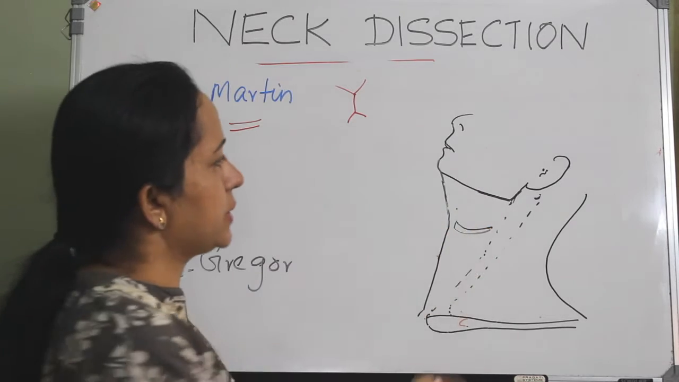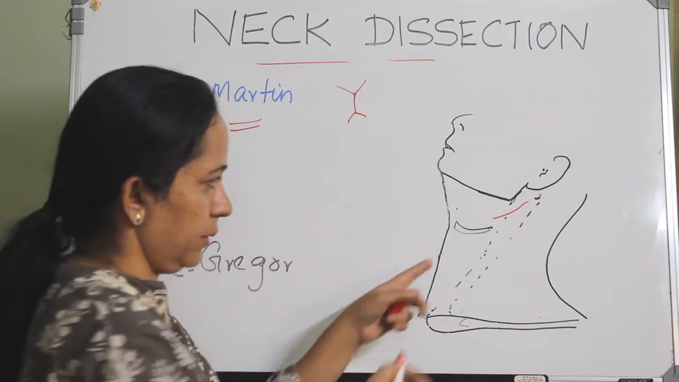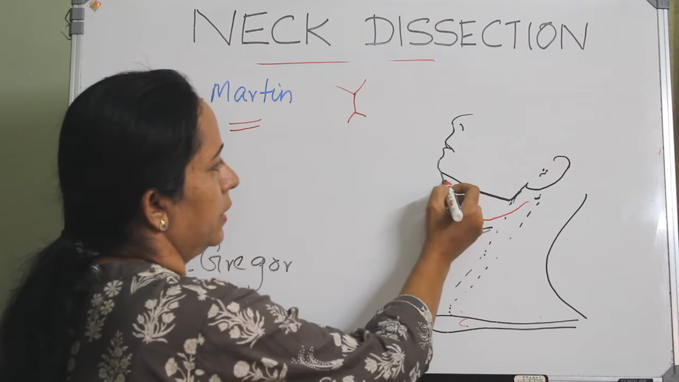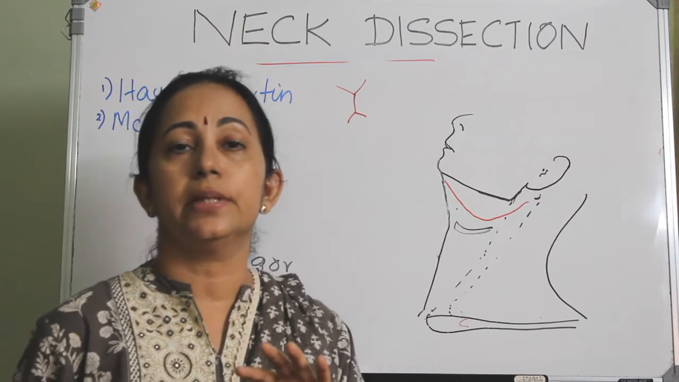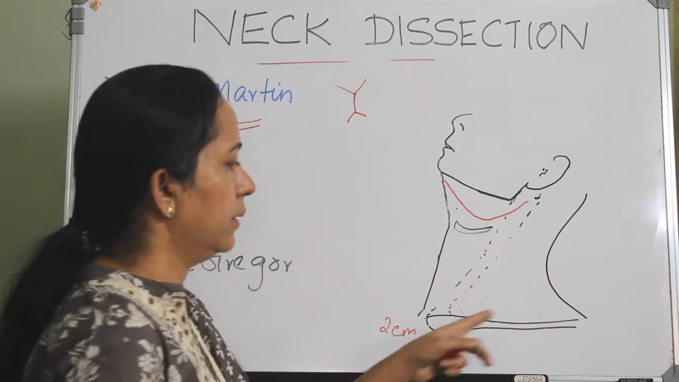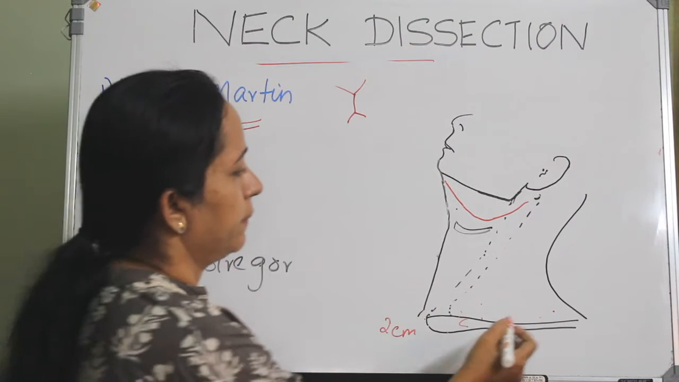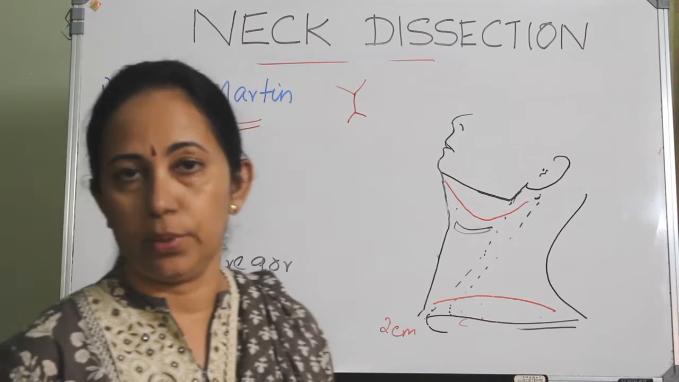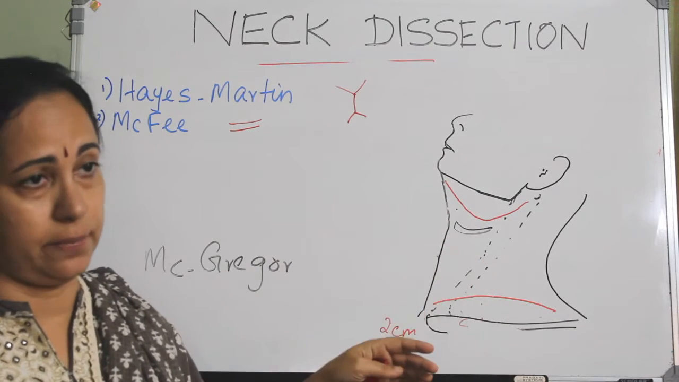So the upper one will start from the mastoid process, coming up to the hyoid bone, and then again going up towards the chin or the submental triangle. Okay, so that's the upper one, and the lower limb is 2 cm above the clavicle, laterally starting from the anterior border of trapezius and coming medially towards the midline. Okay, so it is a bi-horizontal or double horizontal incision.